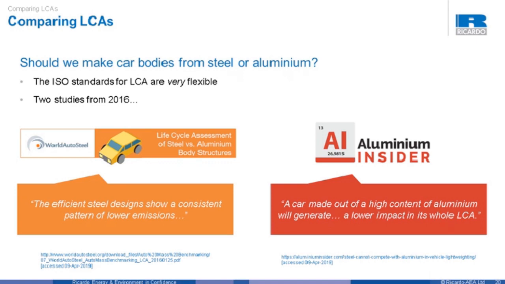It concluded a car made out of a high content of aluminium instead of steel will generate a larger impact on the environment through energy consumption and greenhouse gas emissions during its raw material and production phases, but it will have a much lower impact during its product use phase, and most important of all, a lower impact in its whole life cycle assessment. On this basis, it can be stated that as far as life cycle assessment indicates, aluminium should continue to replace steel.